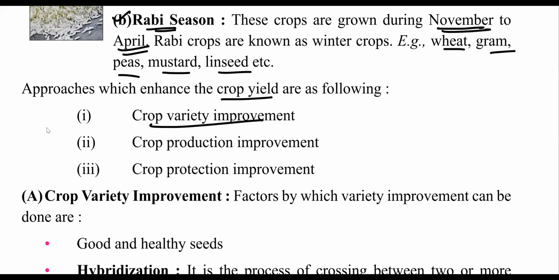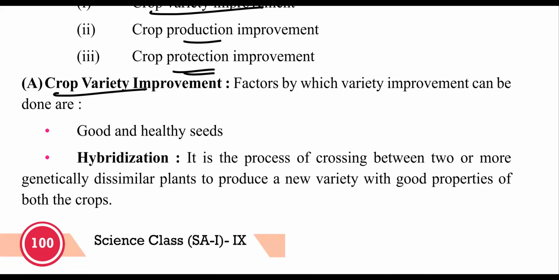Second one is crop production improvements. How can we improve the production? For example, if we have two plants, one plant is going to bear two fruits, another plant is going to give five fruits. So how can we improve the number of fruits, the production? There are certain methods for production improvements, and for how the crop can be protected. Okay, so let's discuss this one by one. First is crop variety improvement. How can we improve the variety of the crop? There are different methods.